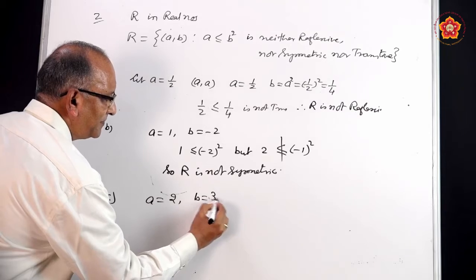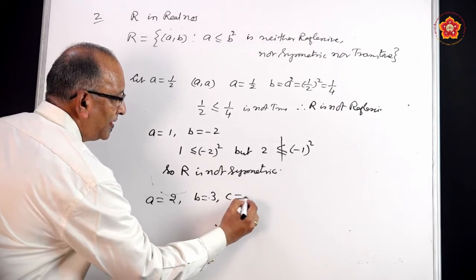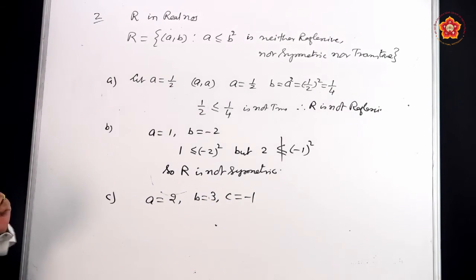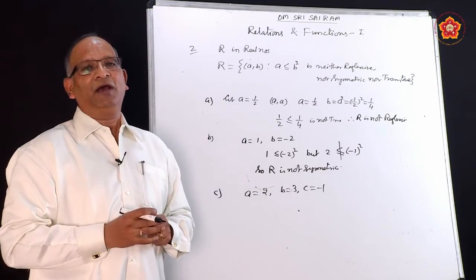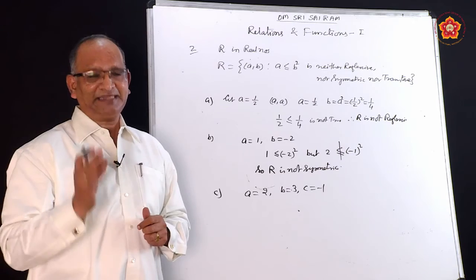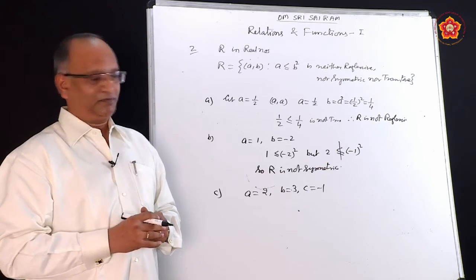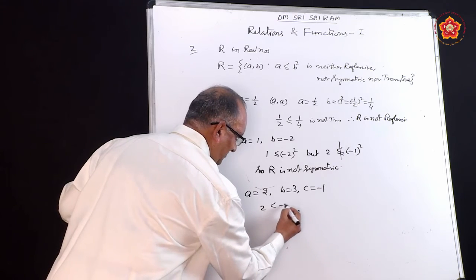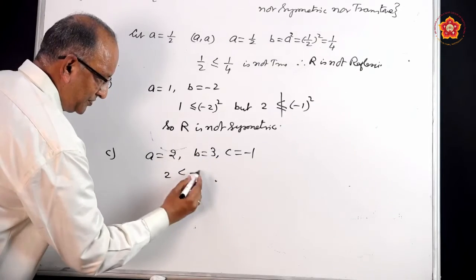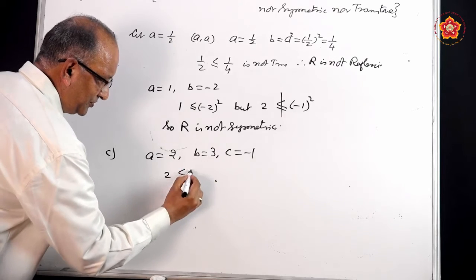Anything you can take. Remember, these are not fixed examples. You yourself can find some examples. There can be infinite number of answers for these questions. Only thing is, it should confirm. So, first one, we will say that 2 is less than 3 square.